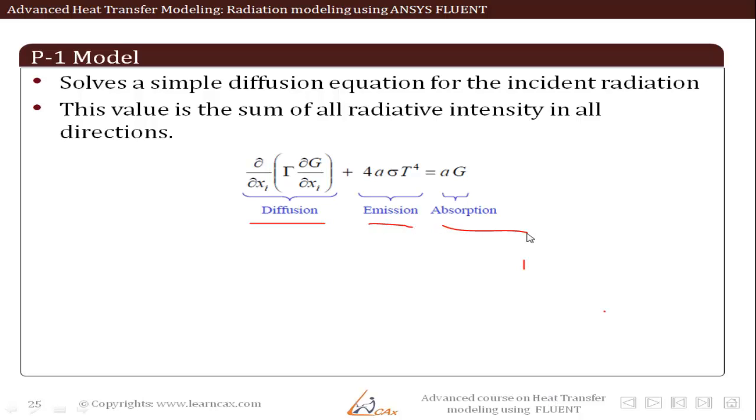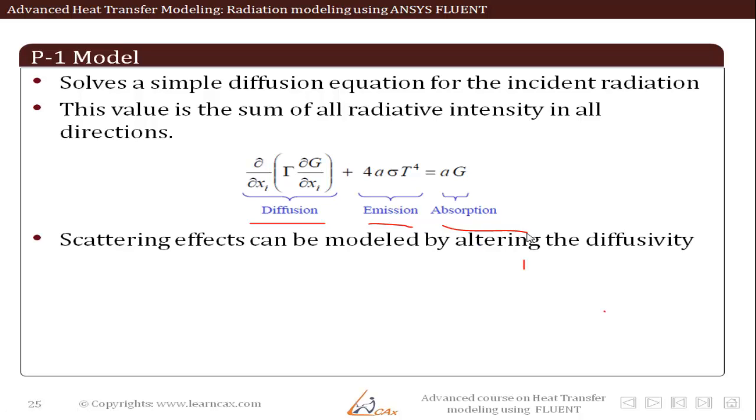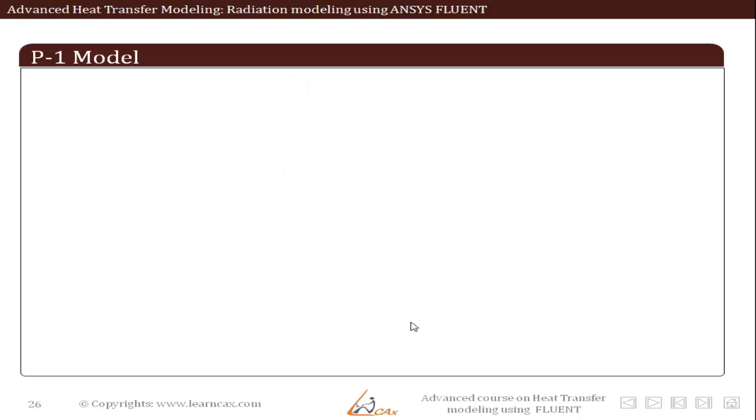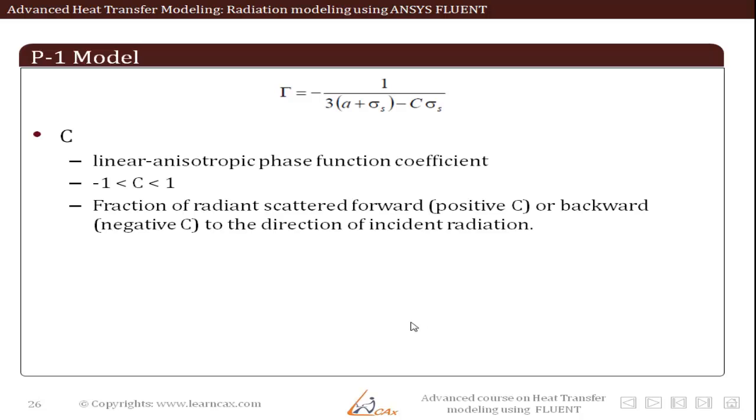In short, the balance says that the net amount of radiation, which is the balance of emission and absorption, is the diffused quantity. But there is also scattering of radiation which is not present in the equation. So how does that effect come into the picture? For that, diffusivity is altered as shown in this equation. This is basically the diffusivity, which is now a function of a lot of parameters. Let us see what those are in detail. This empirical relation of diffusivity is taking care of scattering.